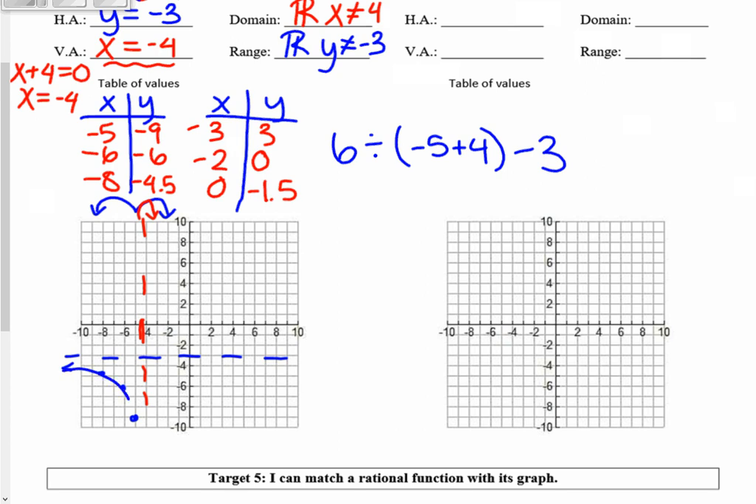Our graphs are always going to be curves. They're always getting closer and closer to those asymptotes. On the right-hand side, then, I have a point at -3, 3, -2, 0, 0, -1.5. Again, connecting those points as a curve and getting closer to my asymptote. Okay, let's look at B.